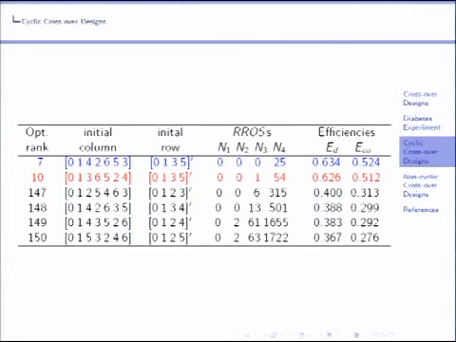Now the negative bit, just to say quickly, there were 150 designs. This is the worst one. You can see it really is much worse than the ones that we were looking at, because you only have to lose 2 observations, and you can do that in 2 ways, for it to become disconnected, and the efficiencies are considerably worse.